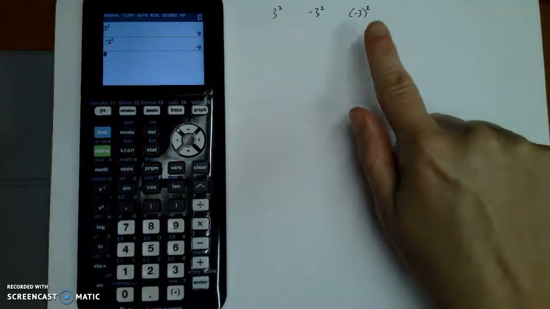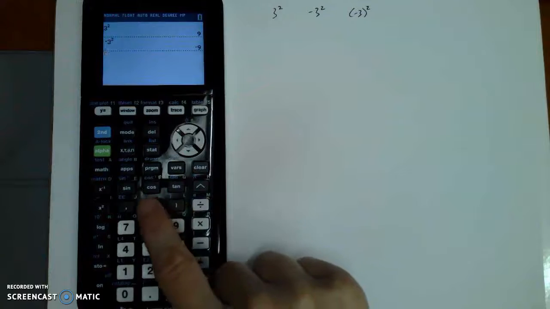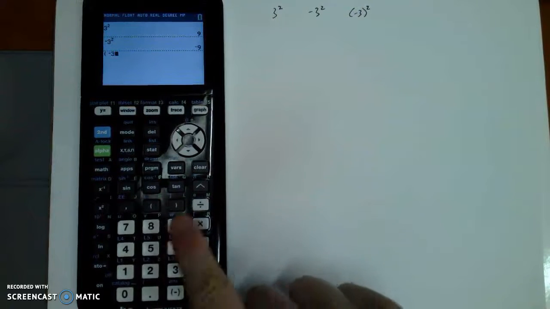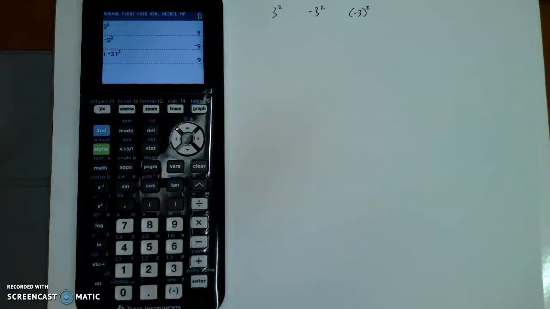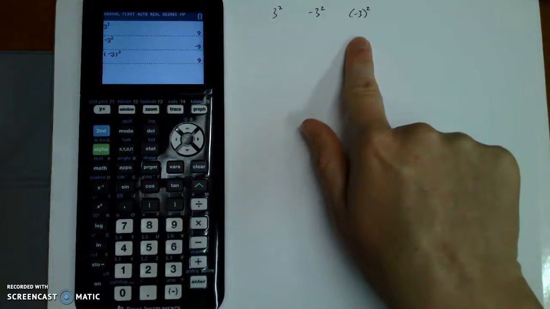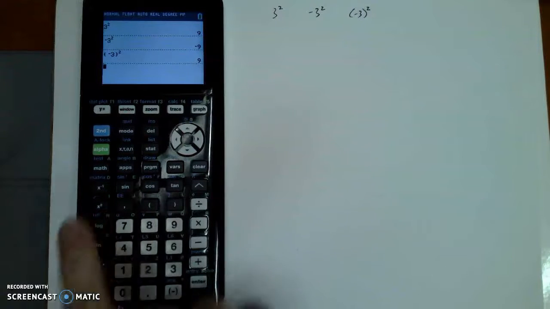So if I want to square the negative, I need parentheses. My parentheses buttons are here, so I'm going to enter it as -3 in parentheses, quantity squared. As a general rule, however we have it written down on paper is probably exactly the same as we should have it on our calculator.